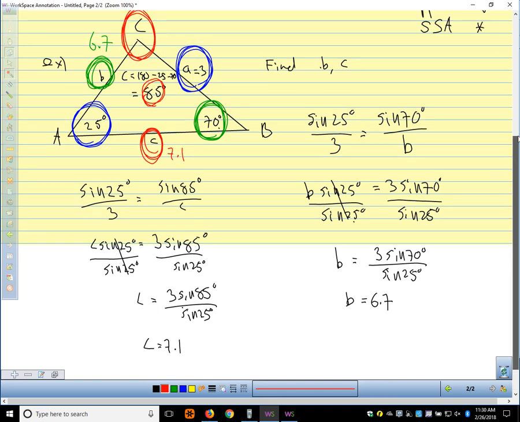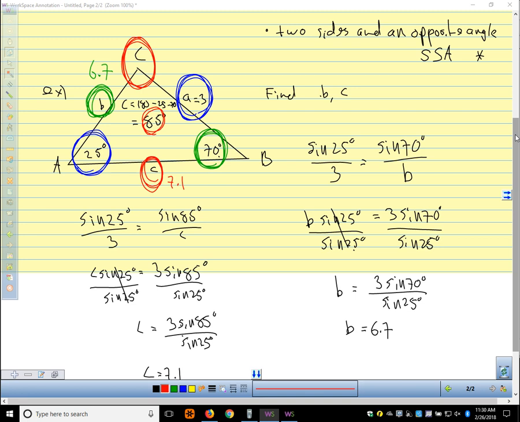And we would say then that we've solved that triangle. We found all the missing pieces. So the key to using law of sines is match the angle with the side opposite. And we always use sine for law of sines. That's why it's called law of sines. Questions?